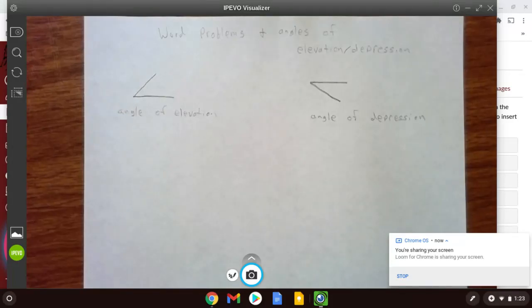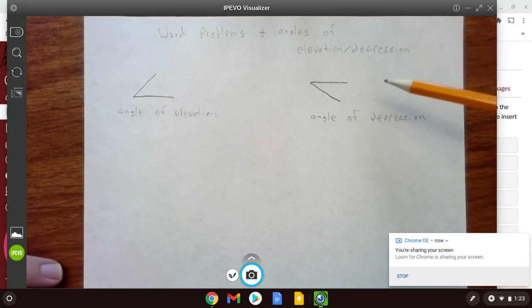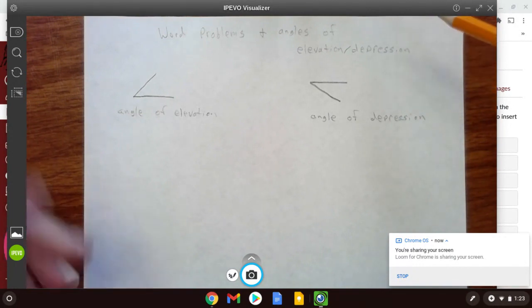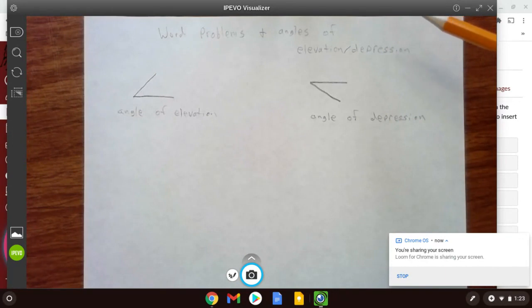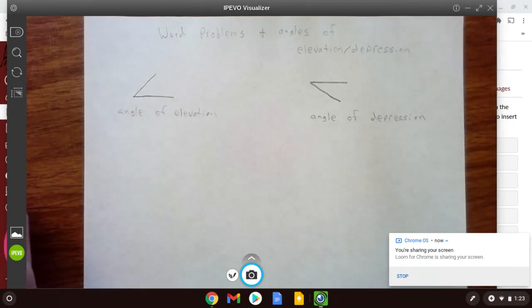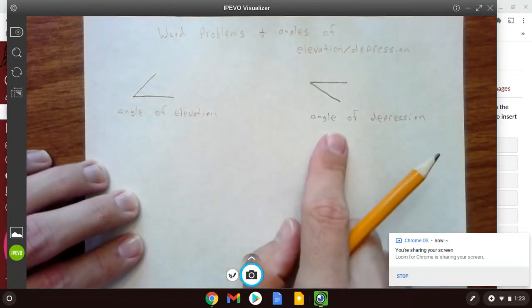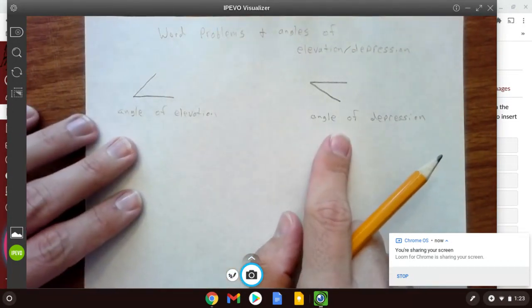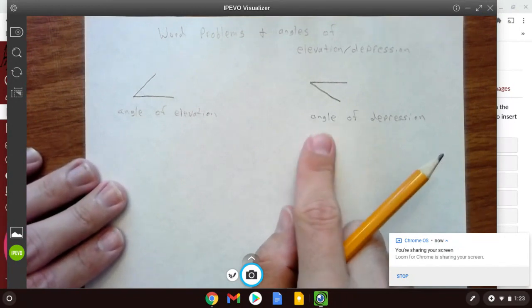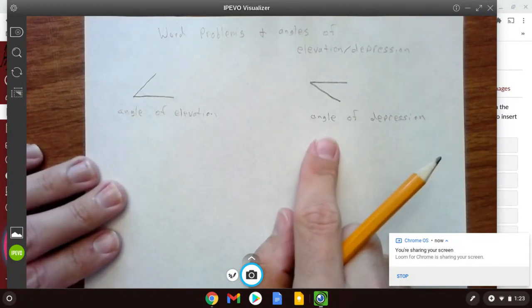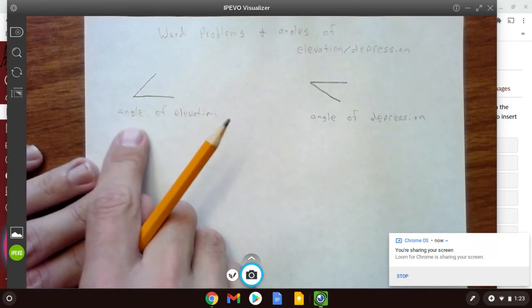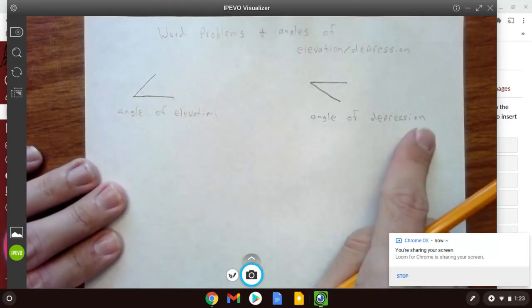All right, so this little unit here is going to be about word problems. It's all the stuff that we've done up to this point on the triangles, but we're making word problems out of them. We might be solving for angles, we might be solving for sides, but it's word problems. That's all it is. There are two terms here that come up a lot in these word problems, and if you don't know the difference, they become kind of confusing. There's angle of elevation and there's angle of depression.